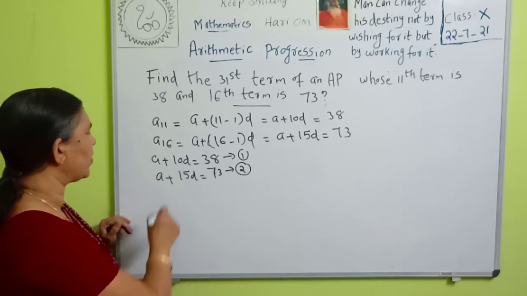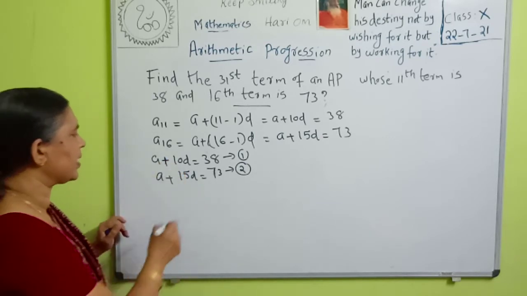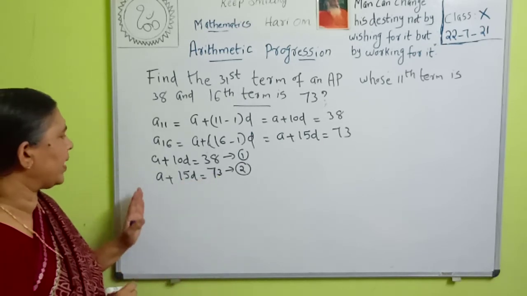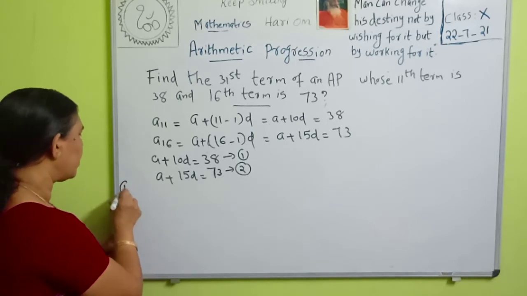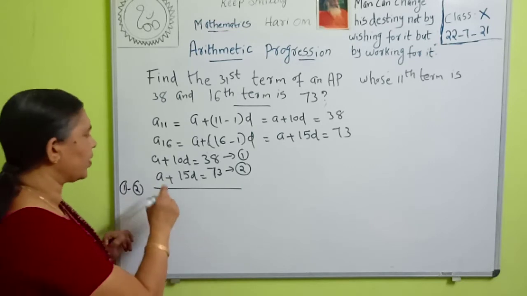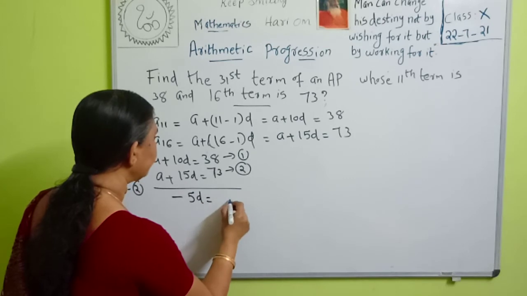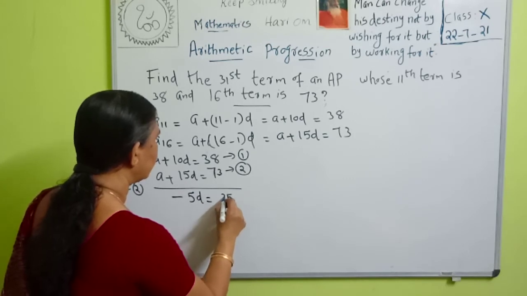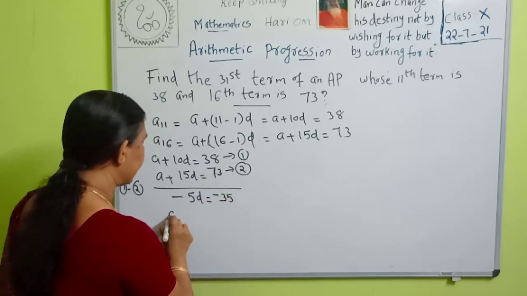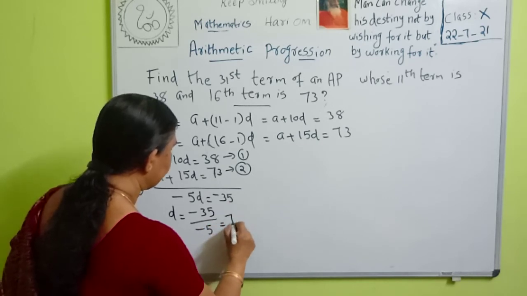To solve this, what do we do? A plus 10D is equal to 30 and A plus 15D is equal to 73. We can use the elimination method. If we subtract 1 minus 2, what do we get? A minus A is 0. So it is equal to minus 5D is equal to minus 35. Then what is D? D is equal to minus 35 by minus 5. The D is equal to 7.